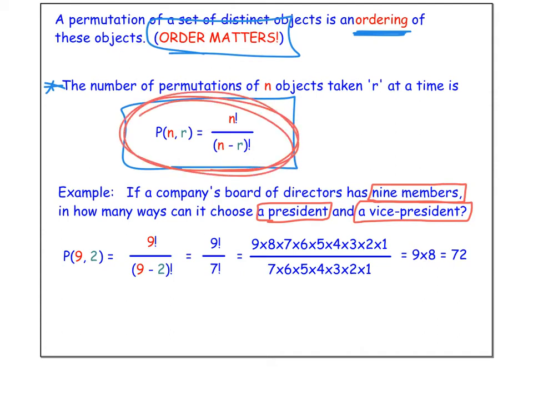Well, how do you know what n and r represent? Well, n is the bigger number. It's the pool of things or people or objects that you are choosing from. In this example, n is 9 because there are 9 members in this board of directors. And how many are we choosing? r represents the amount that you are choosing from the pool. From the pool of 9 members, we need a president and vice president. So our r will equal 2.